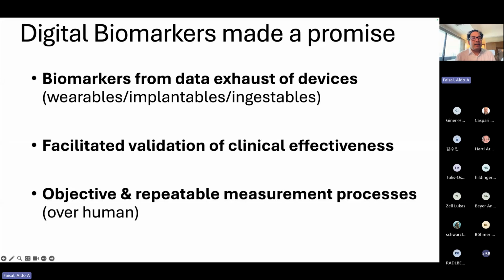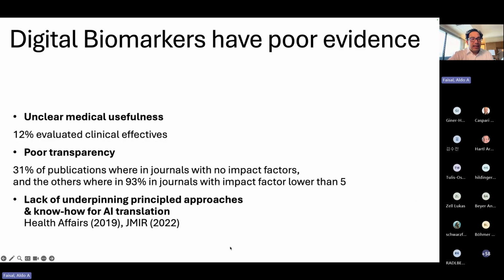So digital biomarkers are biomarkers that are computed from the data exhaust of devices, be that wearables, implantables, or ingestibles. And the idea is that we have a facilitated validation of clinical effectiveness of so-called digital biomarkers, because you don't need to collect a blood sample. You can just look again at the data that you collected historically from the patient. And the idea is that because it's digital, you have an objective, repeatable measurement process compared to a human that observes you by eye. The problem is, however, that most digital biomarkers have very poor evidence.